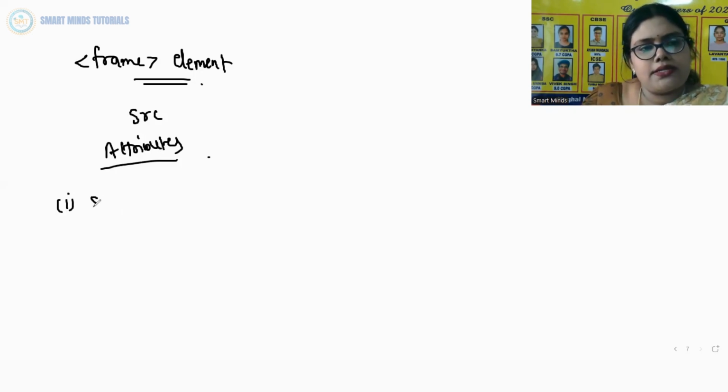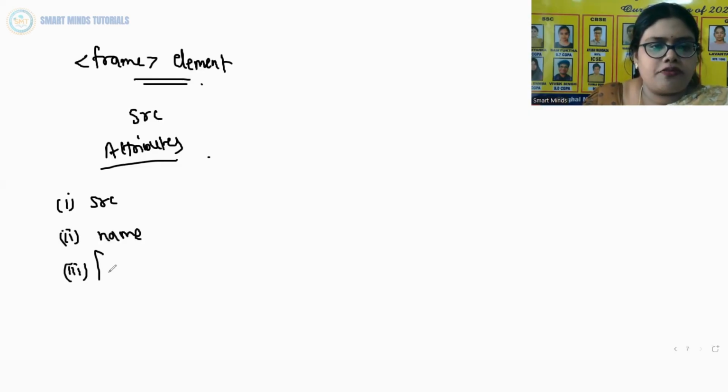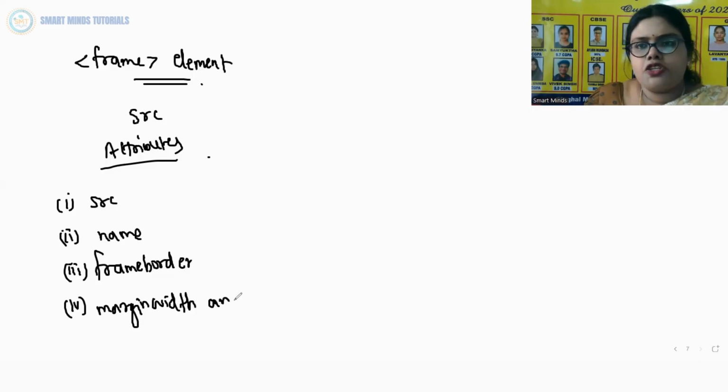So let us understand what the attributes of the frame element are. Number 1 is the src attribute. Number 2 is the name attribute. Number 3 is the frame border attribute. Number 4 is the margin width and margin height attribute.